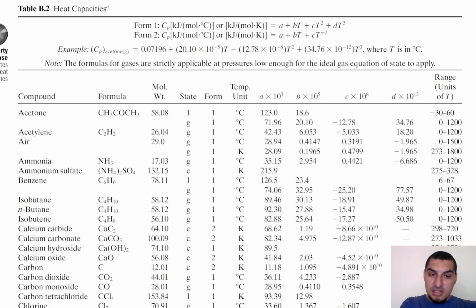This is important. To be aware of this, or to confirm this, look at the example that's given here. It says that the Cp for acetone gas, which is the second row here, is 0.07196, which is this number multiplied by 10 power minus 3, and then 20.10, which is this multiplied by 10 power minus 5, and then negative 12.78 multiplied by 10 power minus 8, and then 34.76 multiplied by 10 power minus 12. So you do the opposite.